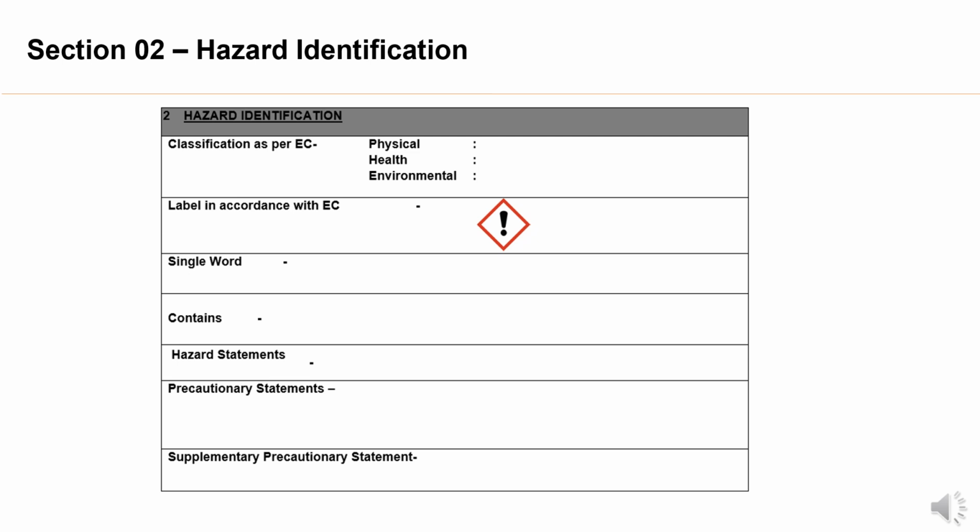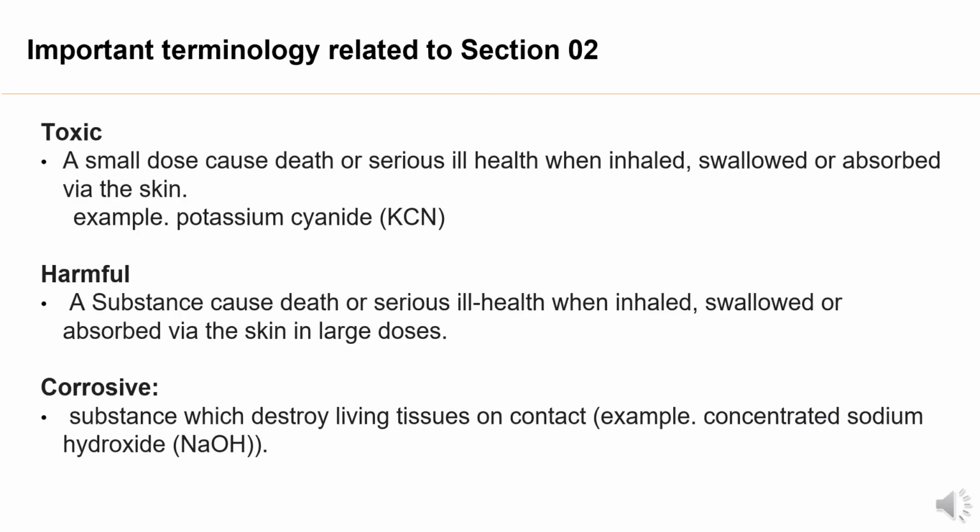For a mixture that contains ingredients with unknown toxicity, a statement describing how much, as a percentage, of the mixture consists of ingredients with unknown acute toxicity. Please note that this is a total percentage of the mixture and not tied to the individual ingredients. Important terminology related to Section 2.